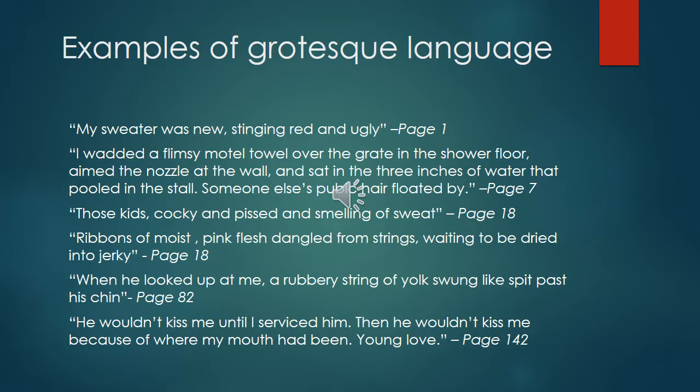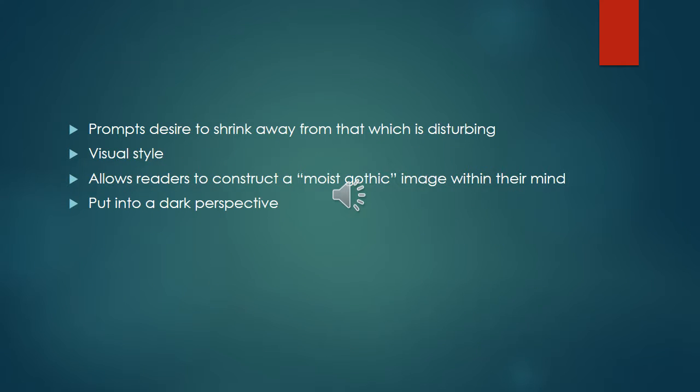He wouldn't kiss me until I serviced him. Then he wouldn't kiss me because of where my mouth had been. Young love. This is a very blunt, oversharing comment. Not typically discussed in standard novels. Typically looked over. As can be seen, the repeated use of grotesque language constructs an uncomfortable tone, which never allows readers to feel quite at ease.